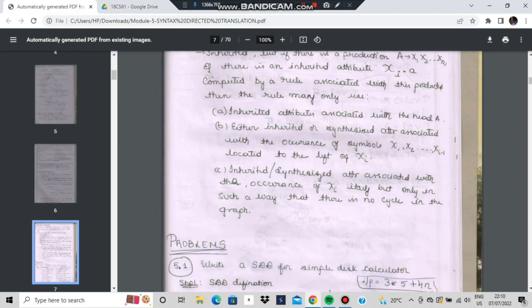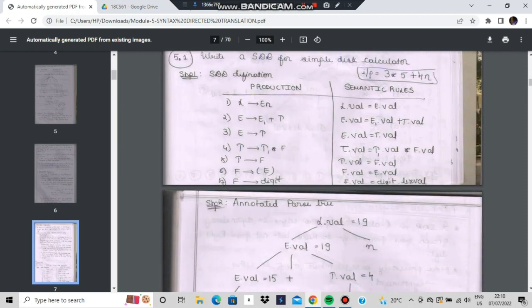So how do you solve a question from this topic? Let's take the most repeated question, which is: write an SDD for a simple desk calculator. The first thing in this type of question: if they give you SDD, you have to take S-SDD. Don't take L-SDD, take S-SDD. So the question will be as follows. What is your input? The input is 3 into 5 plus 4n. This is what you are given.